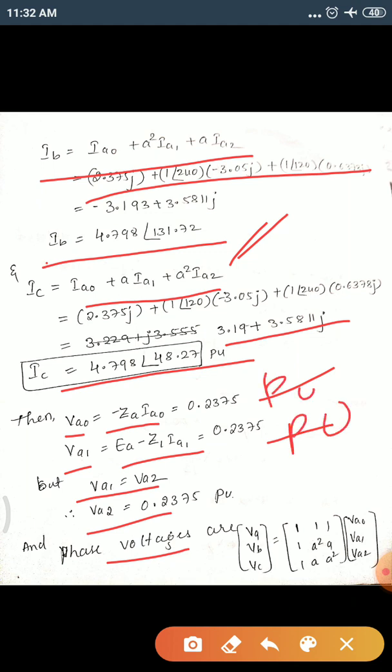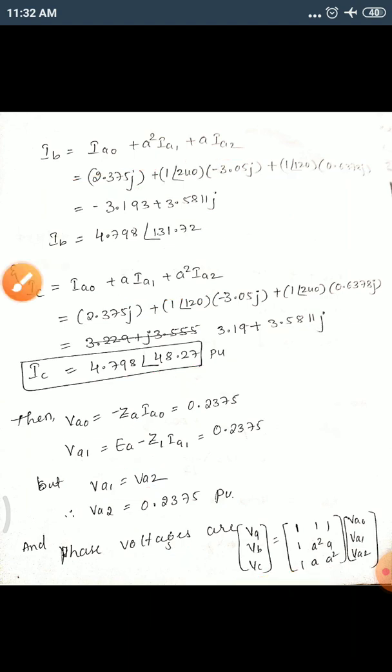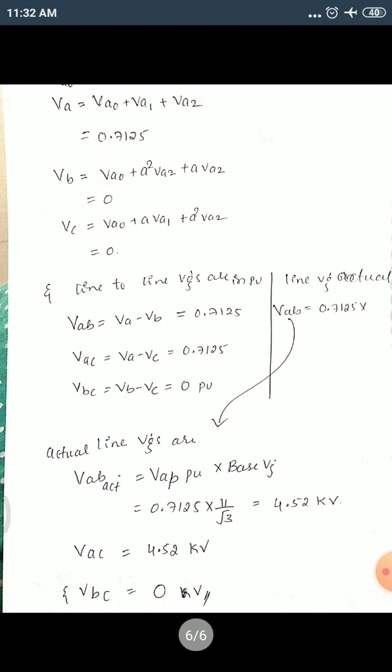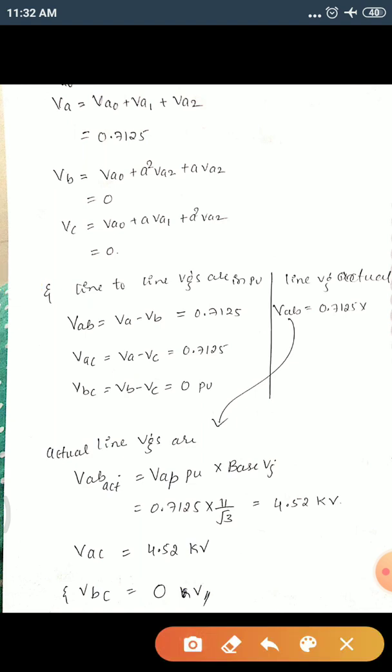Okay, and then we can calculate phase voltages by using this formula. VA, VB, VC is equal to 1 1 1, 1 A square A, 1 A A square, into VA0, VA1, VA2. Expand these values and you know the answer, values of each, and then substitute and you will get the answer. VA is equal to VA0 plus VA1 plus VA2, and then similarly VB will be equal to VA0 plus A square VA1 plus A VA2. Sorry, it is VA1 and then it is VA2. Okay, and then here also VC is equal to VA0 plus A VA1 plus A square VA2.